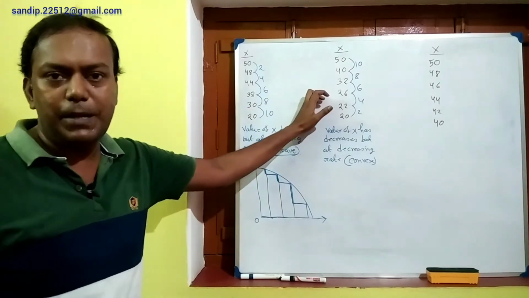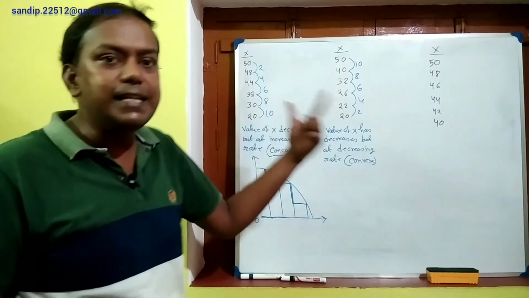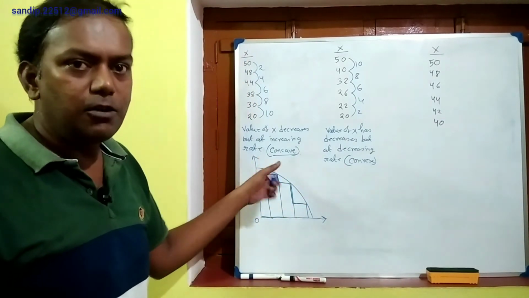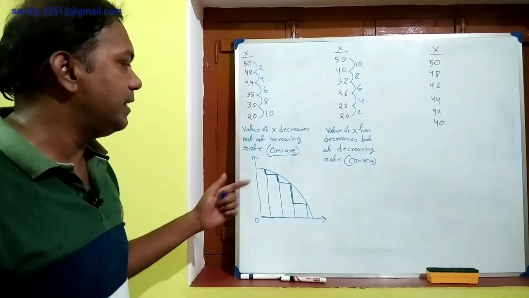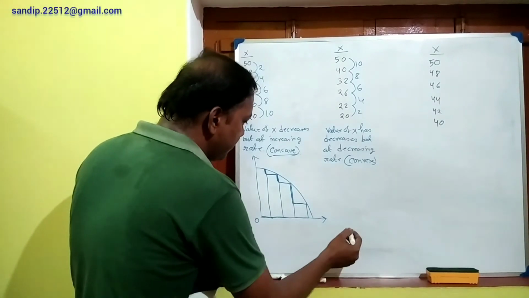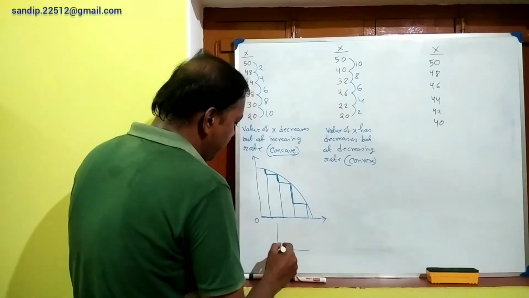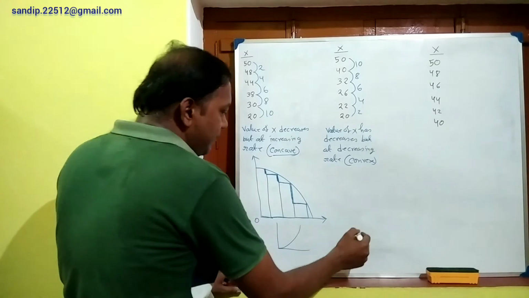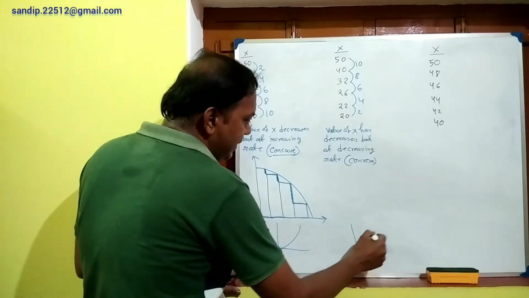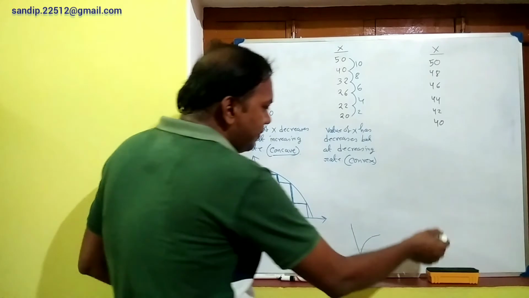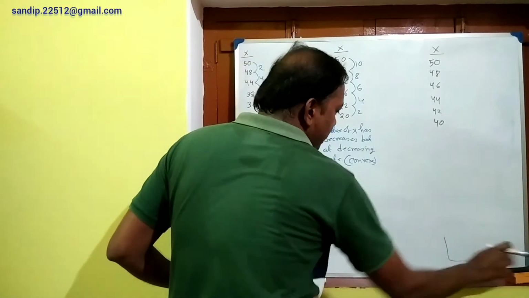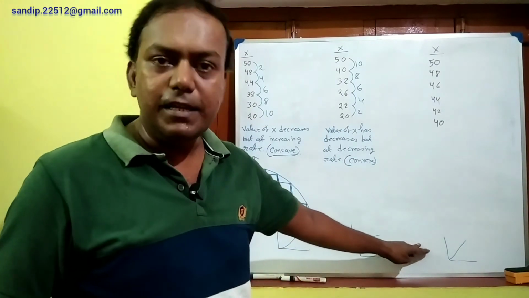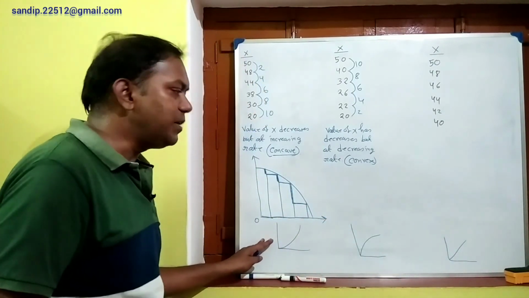The same concept we can do for increasing also. If any curve increases, it may increase either at an increasing rate, means if it increases at an increasing rate, then it will be convex. If any curve increases at a decreasing rate, it will be concave. If any curve increases at a constant rate, then it will be an upward rising straight line. So like this, for increasing also we can get these 3 types of curvature.